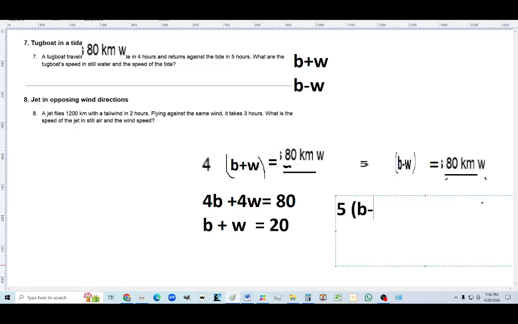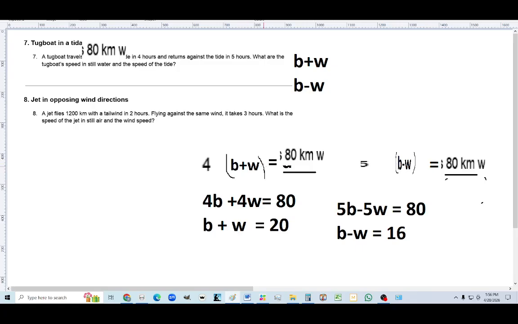And I distribute. I get 5b minus 5w is equal to 80. And then he's dividing everything by 5. So I'll give you the alternate version: b minus w is equal to 16. So these are the equations he's doing. It only works because this number is divisible by 5 and 4. If it doesn't work, it's smarter to use my substitution.